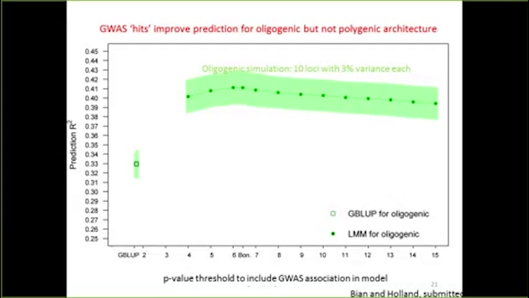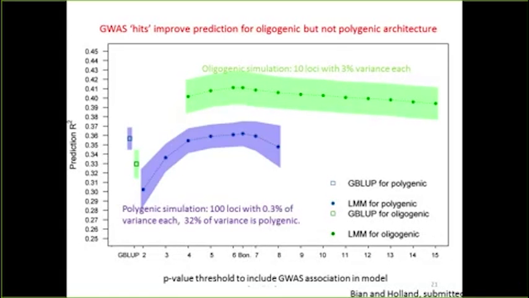So if you have a few genes and they have at least a little bit big effects, you may be able to pick them. You may be able to hit them with GWAS and put them into your model, and you can do some real good improving the prediction models. So you get this boost in accuracy.